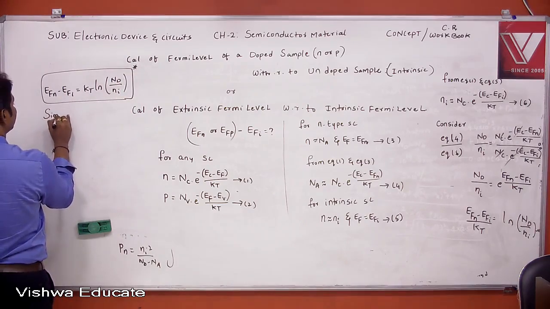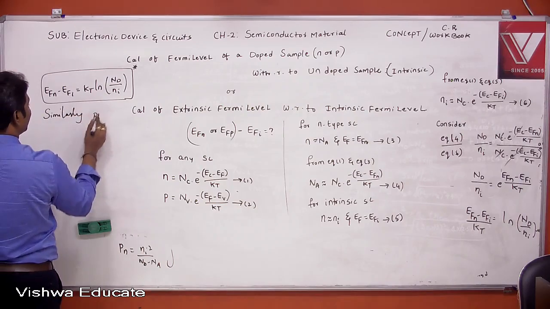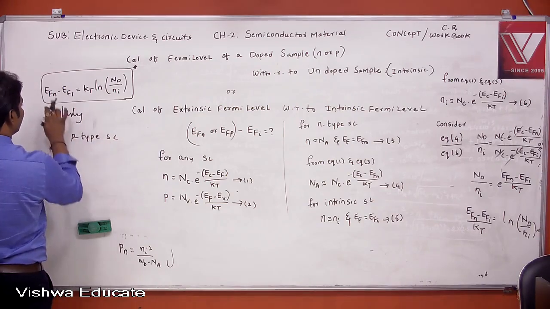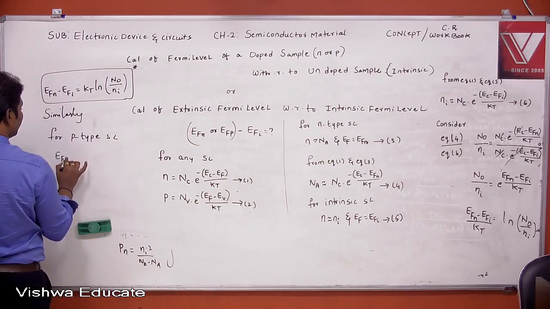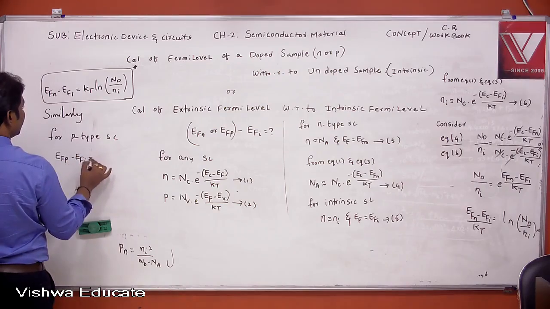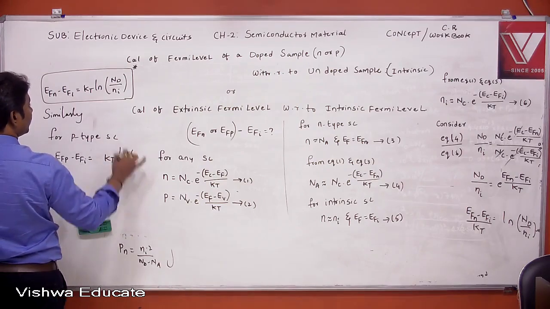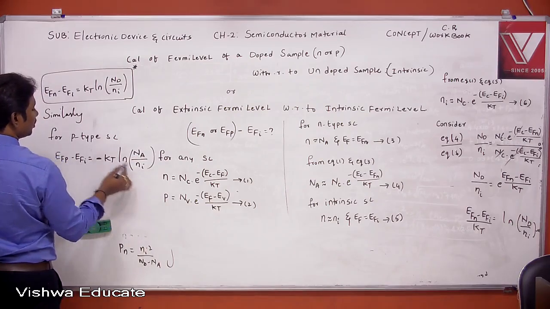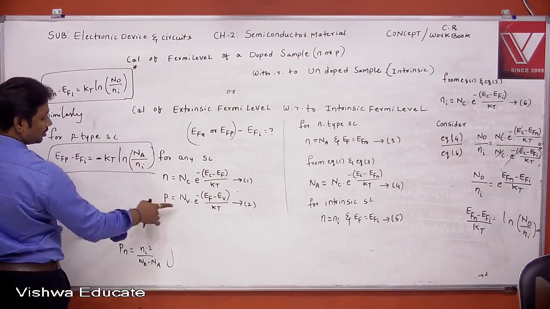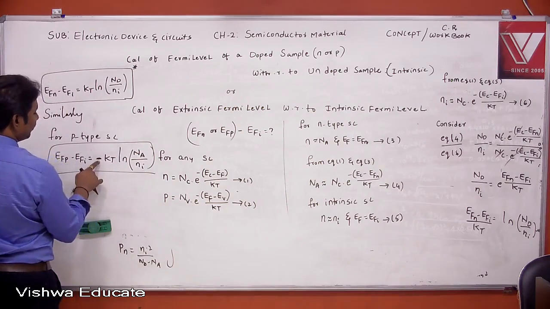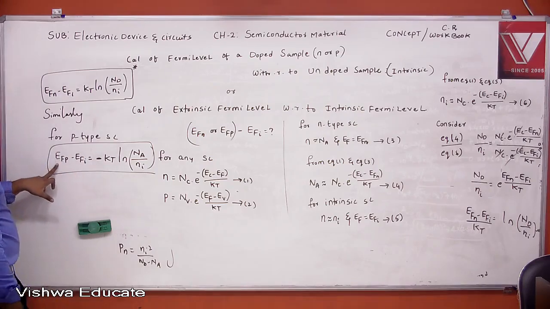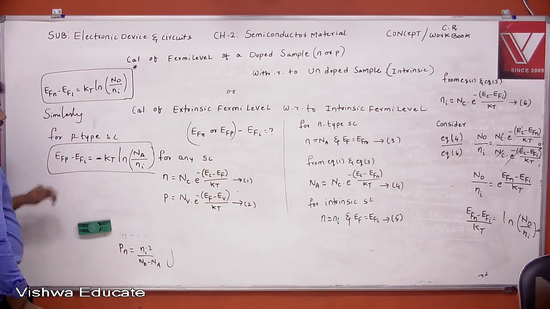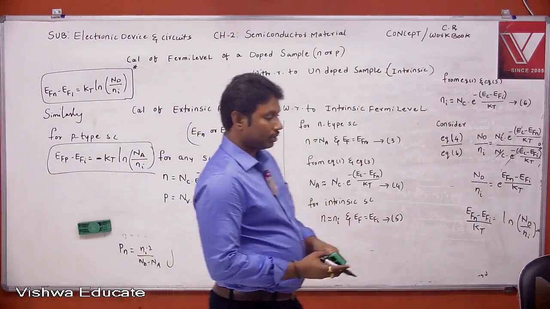Similarly for p-type semiconductor. See for p-type semiconductor, what about this EFN, it becomes EFP minus EFI, kT into ln of Na by Ni, but we get a minus also here, because in case of p-type the expression is e power minus of EF, right? So we will get the minus. So this is for p-type. This is the extrinsic Fermi level, p-type, with respect to intrinsic Fermi level. Right? Copy. Very important derivation.